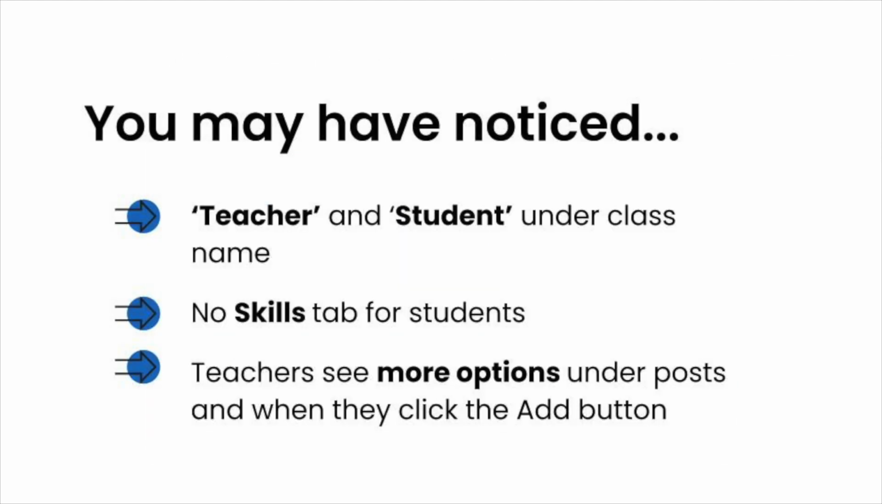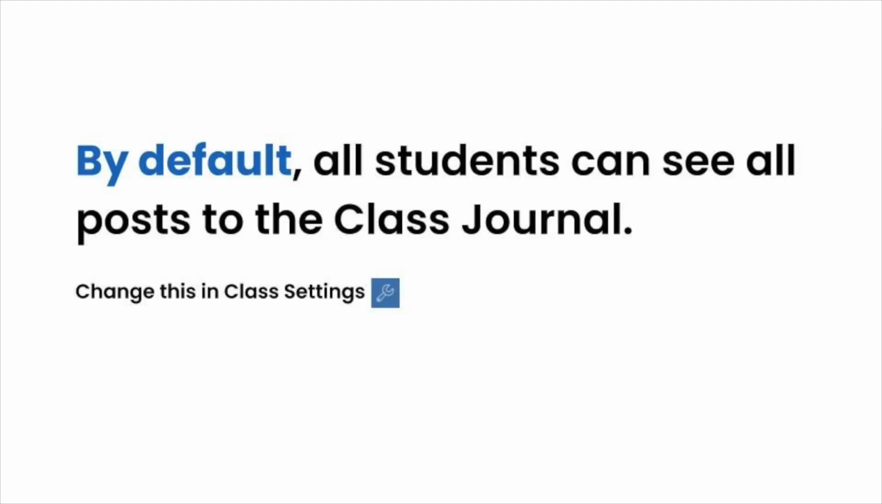You know it's the student view because it says student under class name and not teacher. Students have many of the same options as their teacher, but fewer of them. Also, when students click the green Add button, they do not see the same menu that a teacher sees. As a reminder, the default setting is that students can see each other's work. That means students can see comments, likes, and posts from you, other students, and family members. It also means that if you tag one student or a small group of students in a post, all students will be able to see this. If you would like to turn off this setting, you are able to do that in class settings.